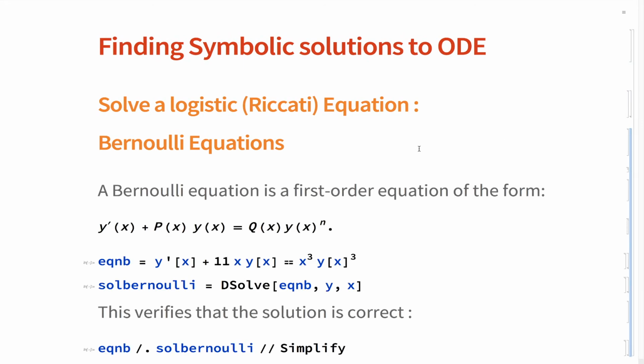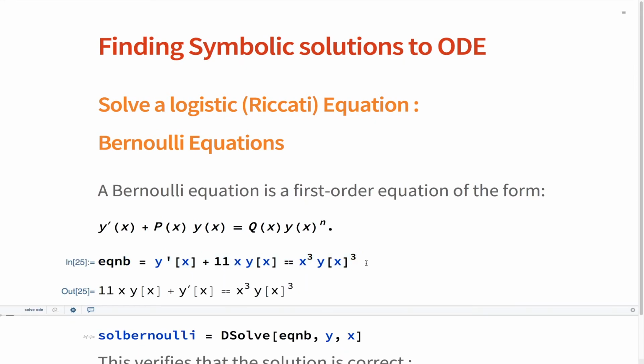This is an example of solving a Bernoulli equation. This is the standard form of a Bernoulli equation, which is a first order equation of this form: y'(x) + p(x) y(x) = q(x) y(x)^n. So this is the equation I can use for Bernoulli solving.